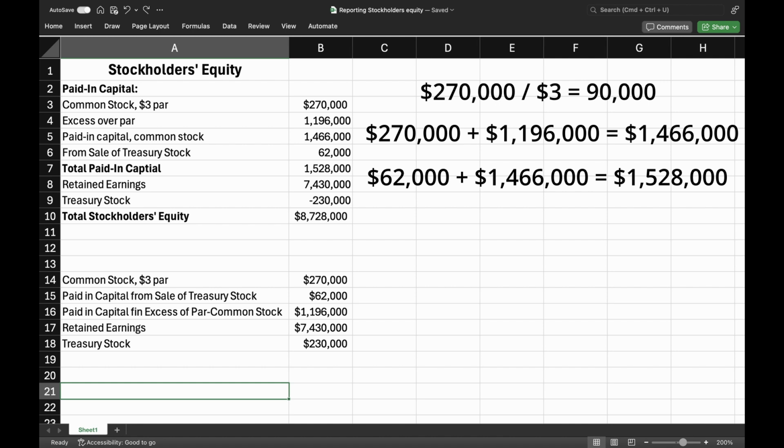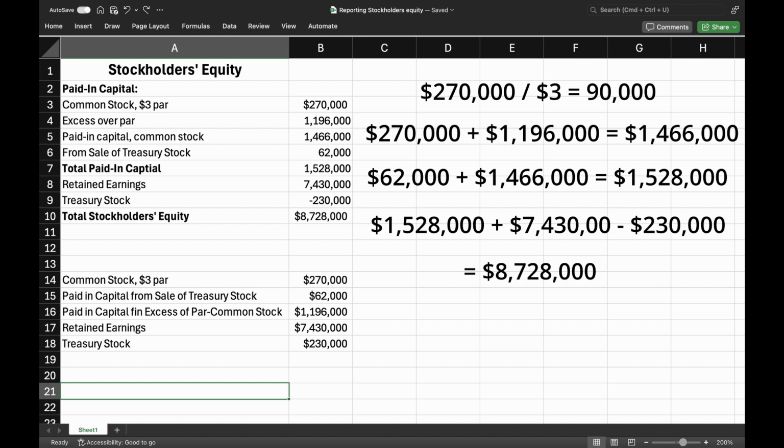From here, we can finally find the total stockholders' equity by adding $1,528,000 and $7,430,000 together, and then subtracting $230,000 from that sum, which comes out to $8,728,000. And there you have it. That is how you prepare the stockholders' equity section of the balance sheet for a very simple and easy Accounting 2 problem.